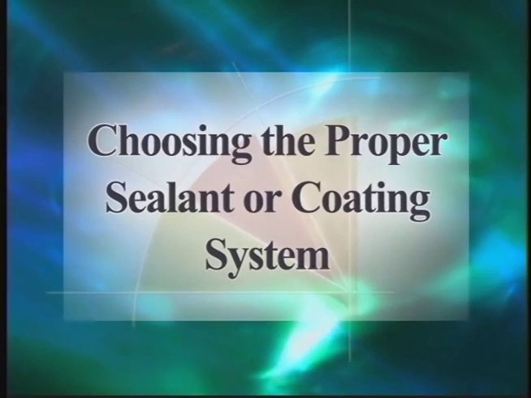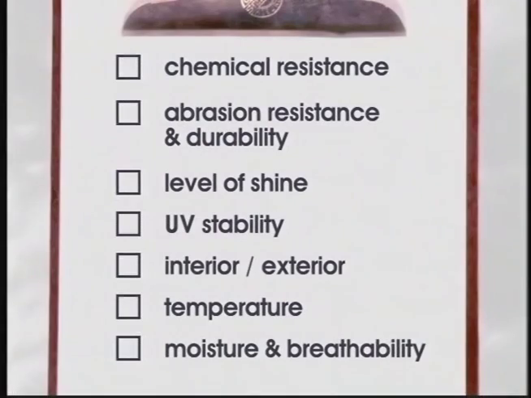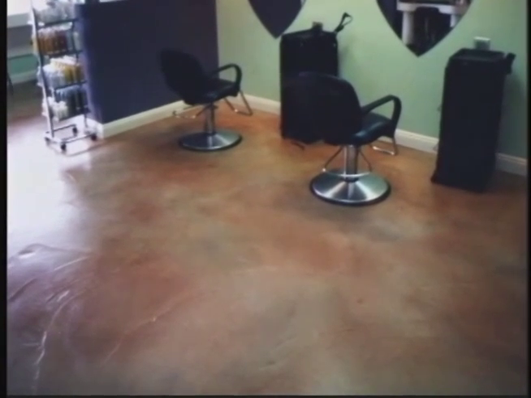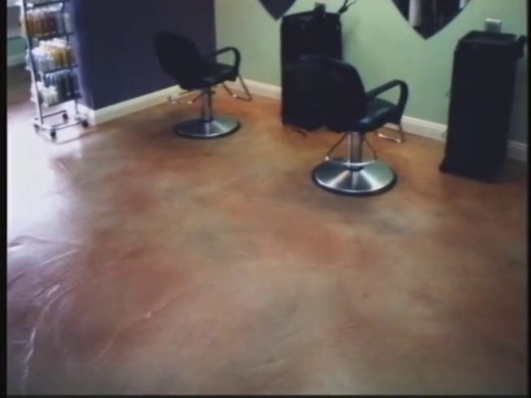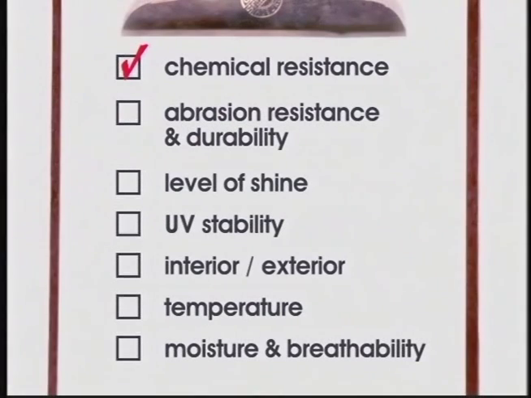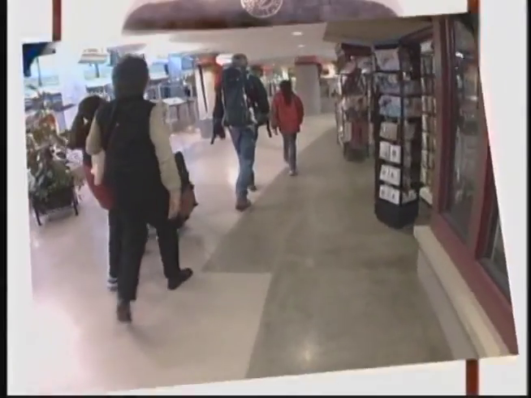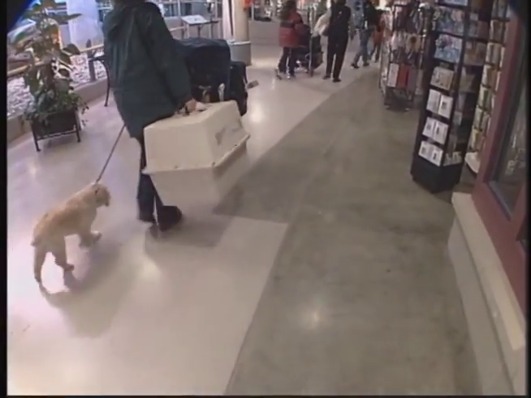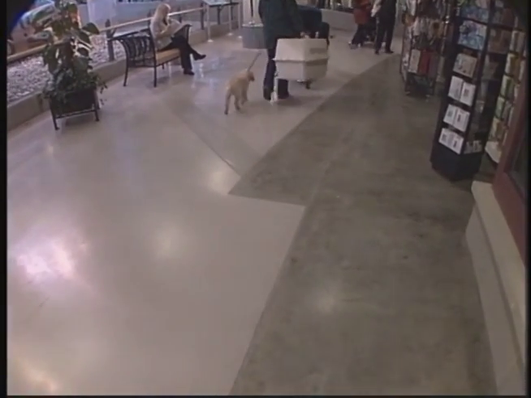Choosing the proper sealant or coating system. There are many factors to consider when choosing a sealant or coating system. Use the following list as a checklist. Chemical resistance. Determine what chemicals the floor will be exposed to: automotive, hair peroxides, food, or beverage spills, for example. Abrasion resistance and durability. Evaluate the amount and type of traffic. Will the floor need to sustain rolling carts, foot, or vehicular traffic?